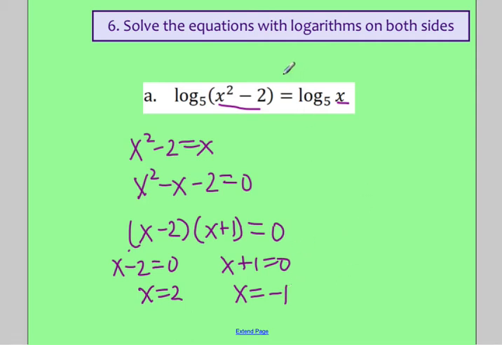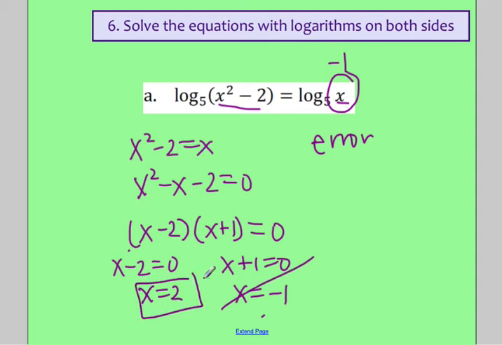Now you need to be careful because our log functions' characteristic was that the domain was only positive numbers. So if I think about it, if I plug in a negative 1 here, I will have an error. You cannot do this. So x equals negative 1 is not a solution, just x equals 2. Can't have negative answers because you can't plug negatives into a log.